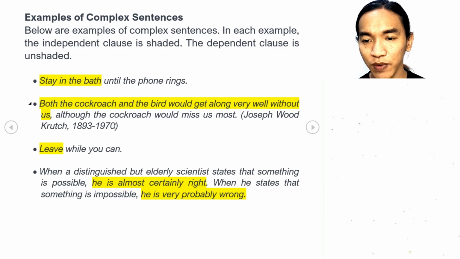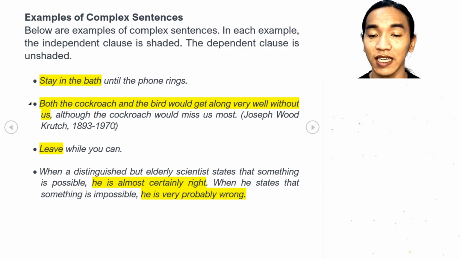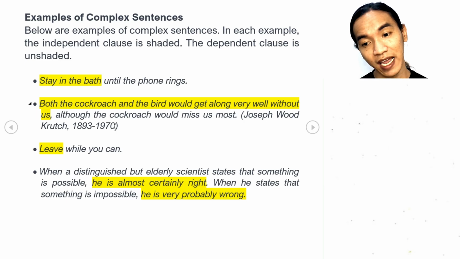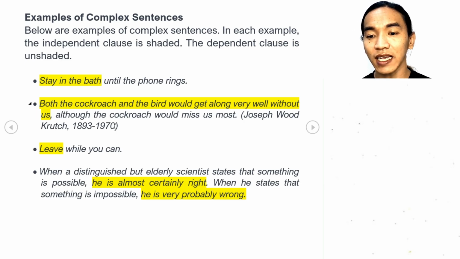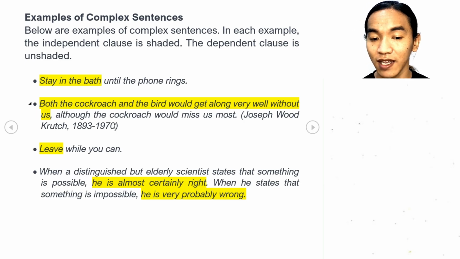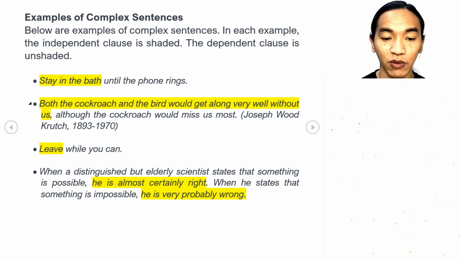So we have here your independent clauses as highlighted or shaded, and the dependent clause is unshaded. First sentence, stay in the bath. Independent clause because we understand it. Next, until the phone rings. The phone rings, it has a meaning, but we don't actually know the sense of it unless we combine it with your independent clause.